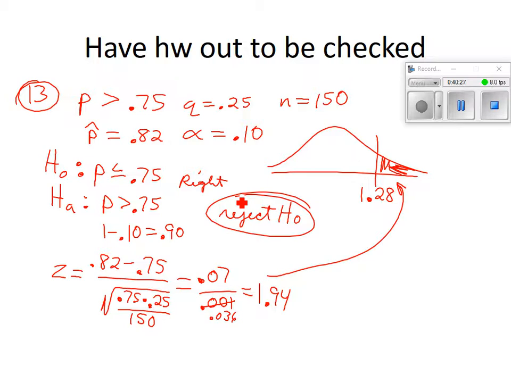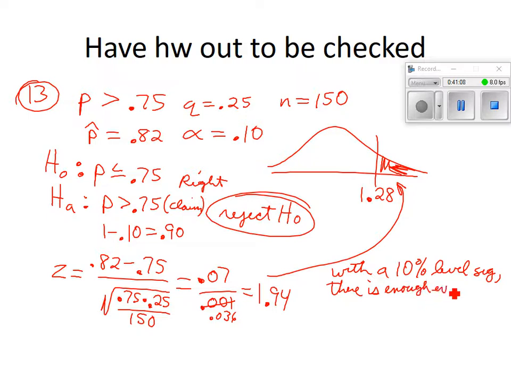With a 10% level of significance. Now we look at this chart with a 10% level of significance. Our claim, I forgot to write which one was the claim, it was this one. So the claim was the alternative hypothesis, which is here, and we rejected the null, so we're looking right here at this box. There is enough evidence to support the claim. What was the claim?